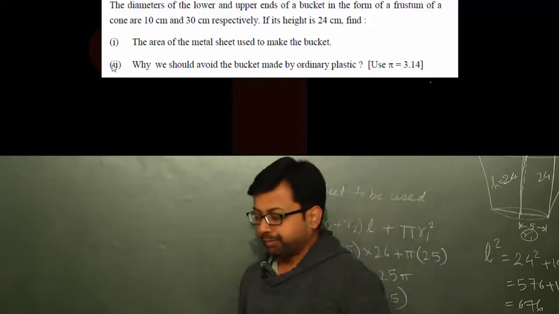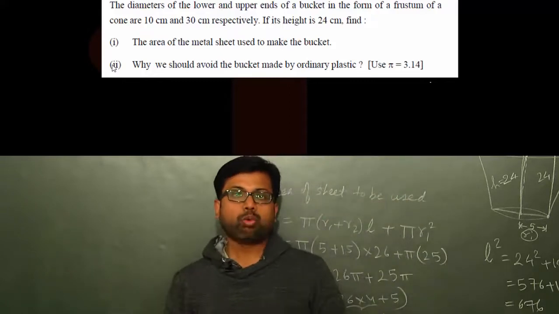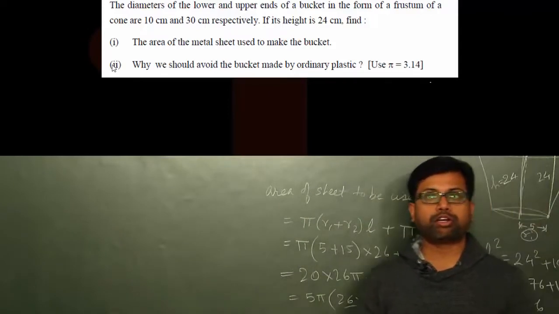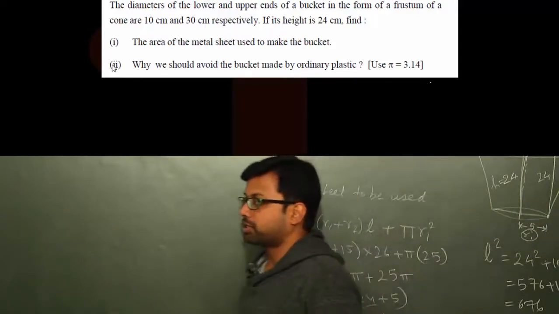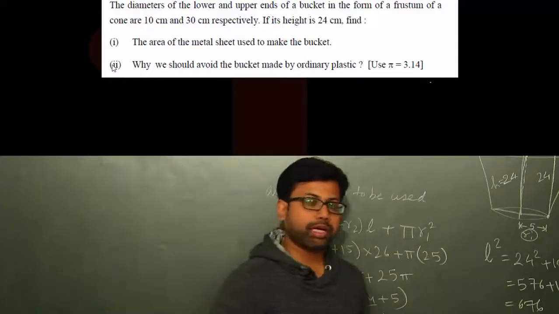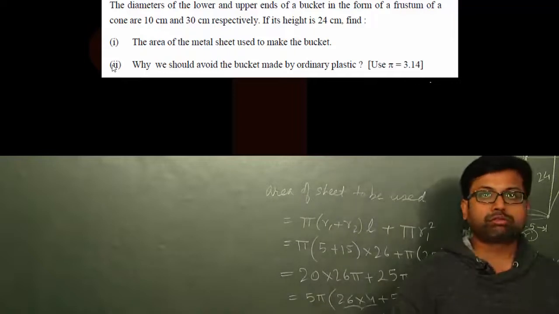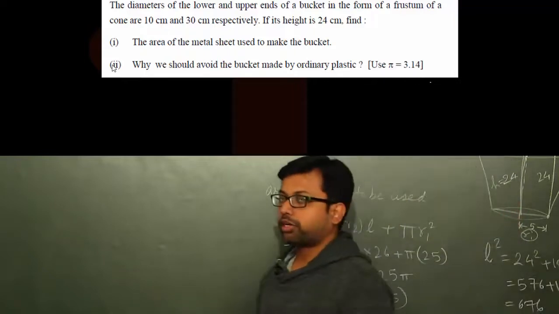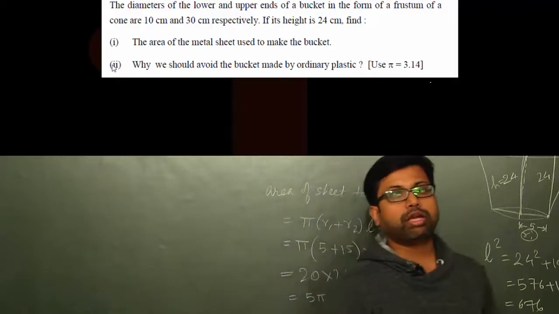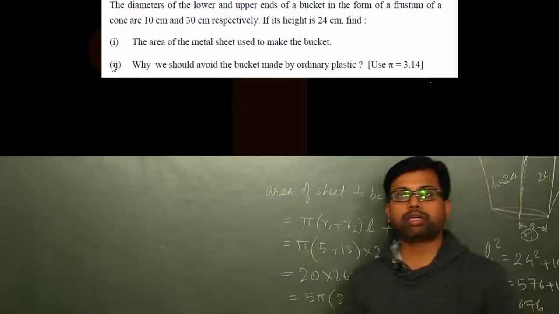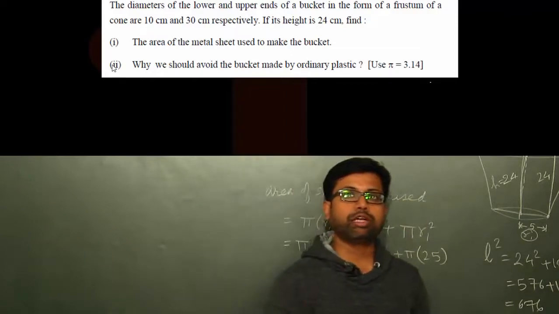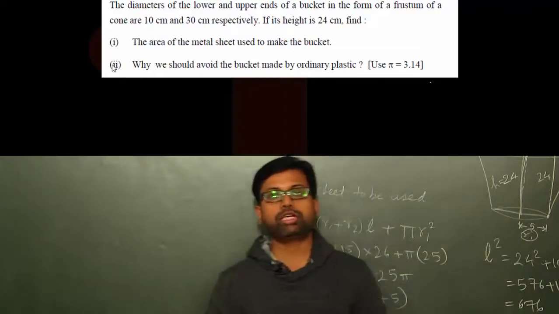The second part says why should we avoid the bucket made of ordinary plastic. So ordinary plastic buckets are made from PVC. They are not biodegradable and hence they cause problems to the environment. So they are not environment friendly because they are non-biodegradable, and that is why we should avoid using buckets that are made using ordinary plastic. So that's going to be the answer for the second part.